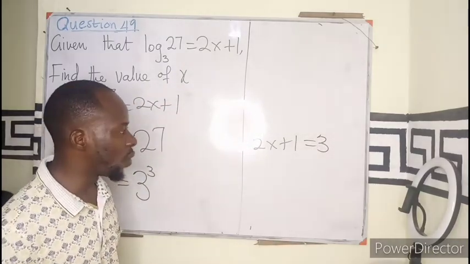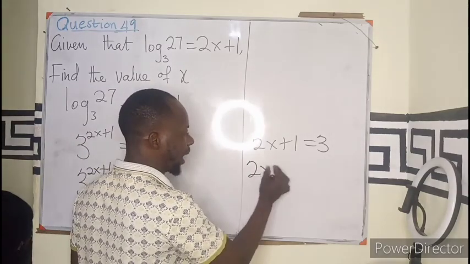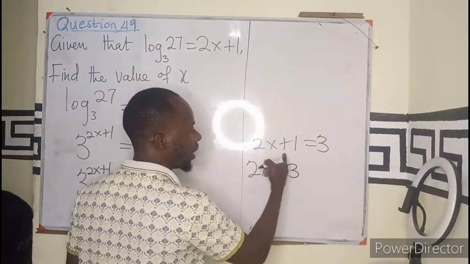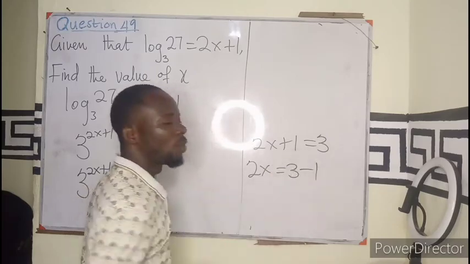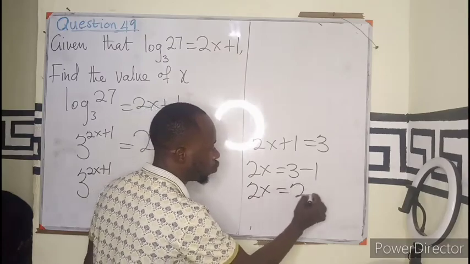2x plus 1 equals 3. We subtract 1 from both sides right away. So 2x equals 3 minus what? 1. And fast forward, 2x equals 2.